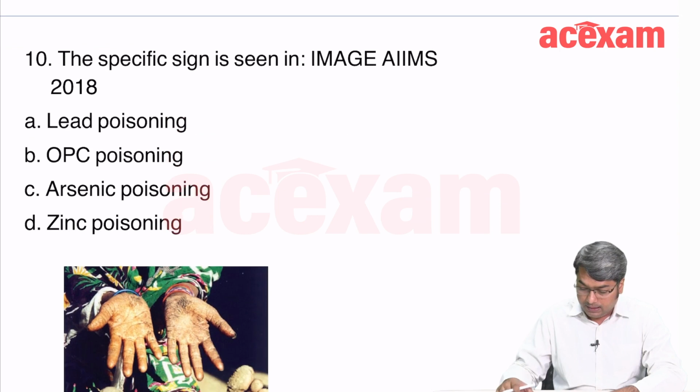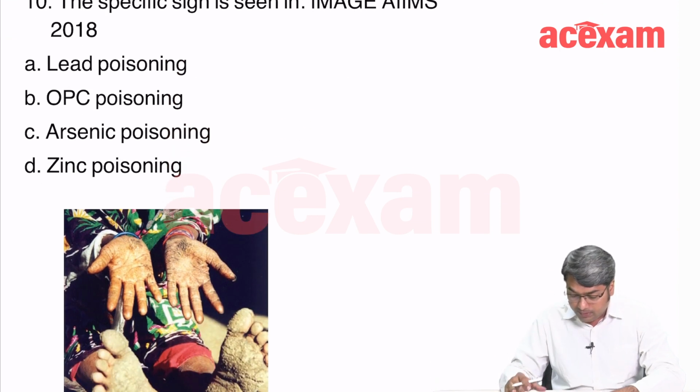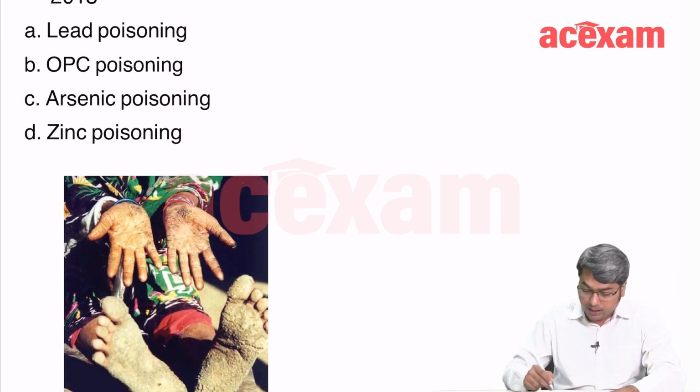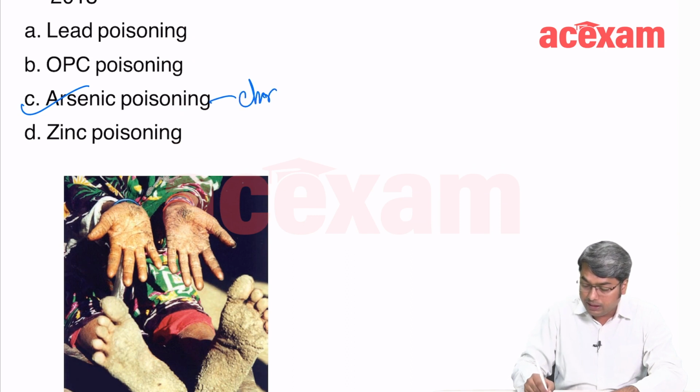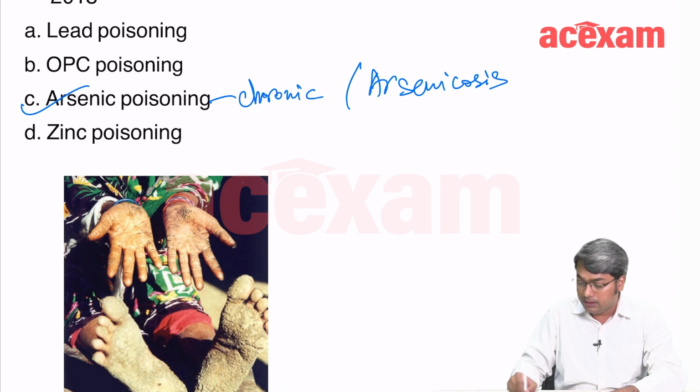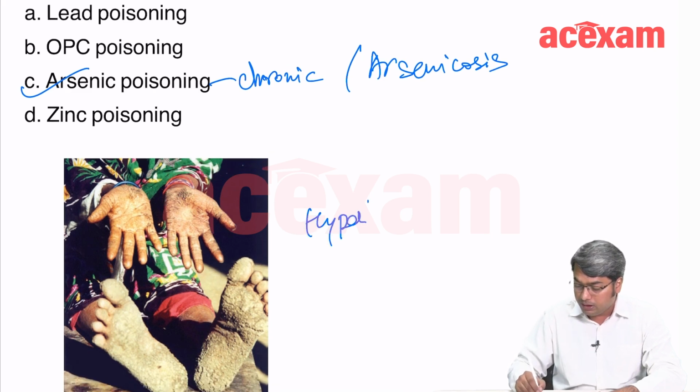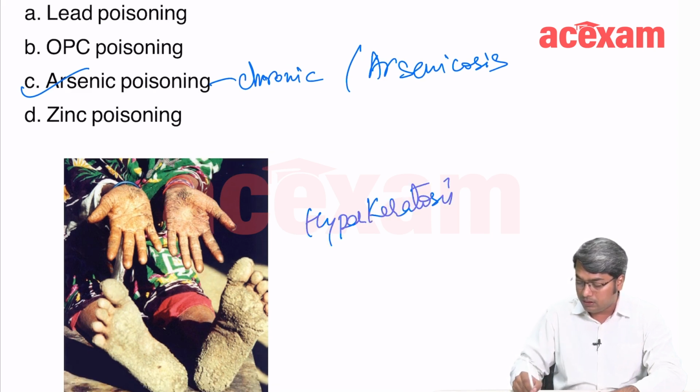Alright. The specific sign seen, we have all seen this image repeatedly, and this is seen in case of arsenic poisoning, chronic arsenic poisoning, also known as arsenicosis. Arsenicosis. This is showing hyperkeratosis of palms and soles.